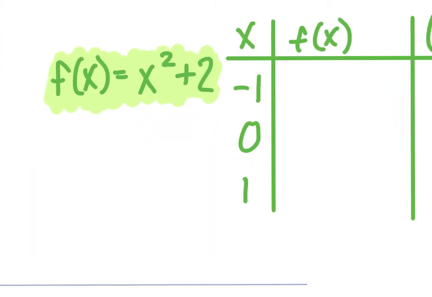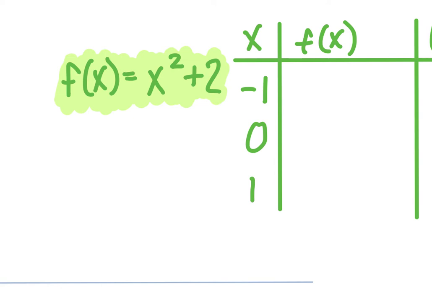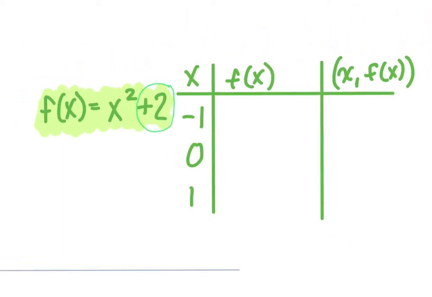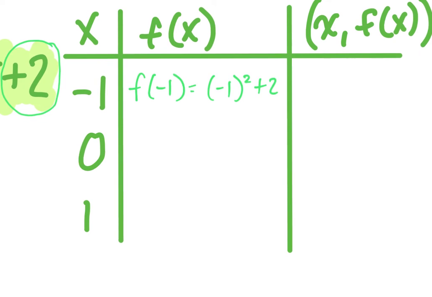The only difference here is what? There's a plus 2. Okay. We have to add 2. So when we plug in negative 1, check it out, guys. You're going to plug in f of negative 1 equals negative 1 squared plus 2. What do we do first? Square or add? Square. Why? PEMDAS. Negative 1 squared is going to be 1. You add 2 to it. You get 3. So my point should have been negative 1 comma 3.